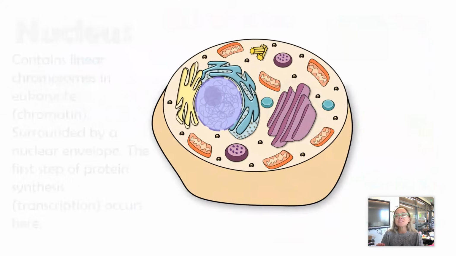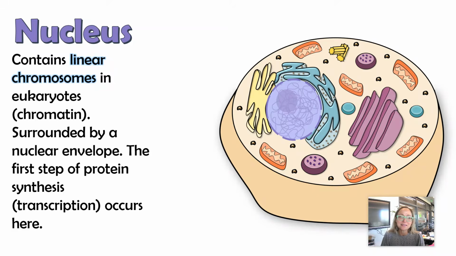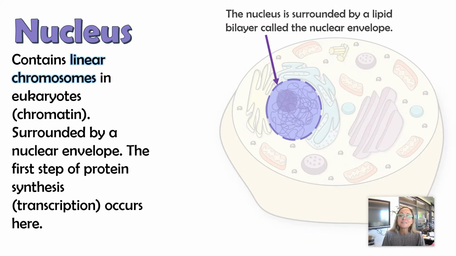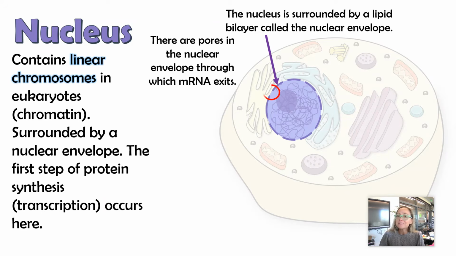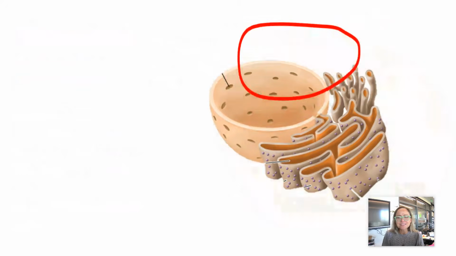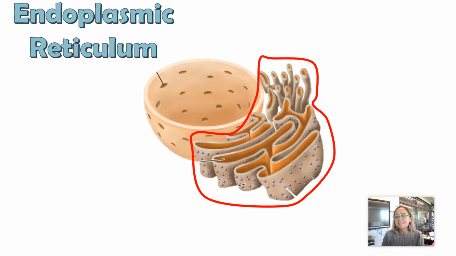Okay, so let's now go through the different organelles. Here we have a nucleus within our eukaryotic cells. This is where we find our DNA and our linear chromosomes. The nucleus is surrounded by a nuclear envelope, and that nuclear envelope is a lipid bilayer. There are things called pores located within that nuclear envelope. I like this picture particularly. If you've taken the DNA out, you can see the little pores within that nuclear envelope. You also see this folded area right next to the nucleus. This area here is the endoplasmic reticulum, our next organelle to discuss.